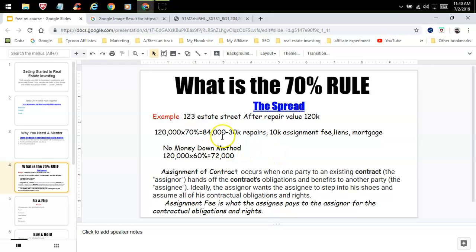So when you're talking to the seller, you don't start with your maximum allowable offer. You start lower than that. Let's say 25 or 30, and you work your way up. The less you can get it under contract for, the more money you can make on the assignment fee.